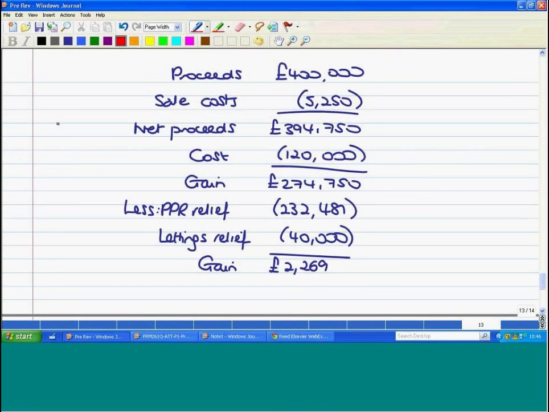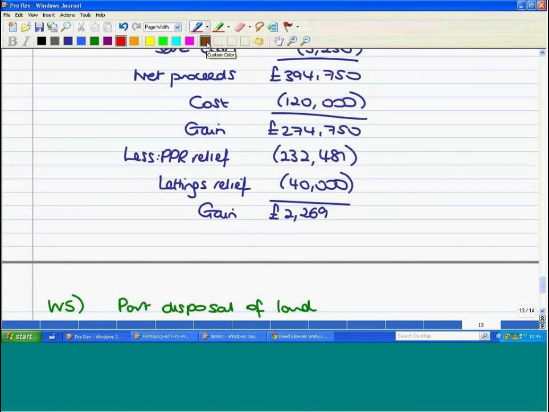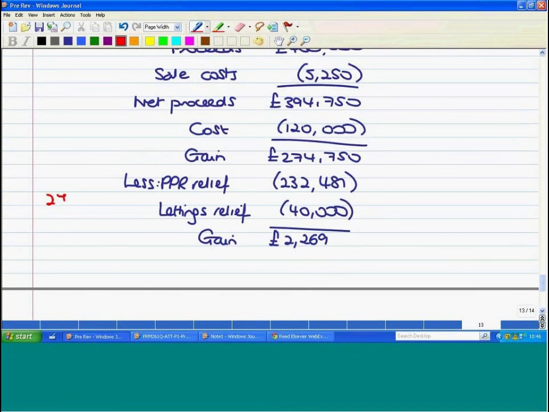Now the PPR relief is £232,481. The way I've calculated that PPR relief is I've taken my gain, the £274,750, and when we looked at the amount of time, we had 11 years that we were deemed to occupy the property out of the 13 years it was owned. So my PPR relief is going to be that £232,481.